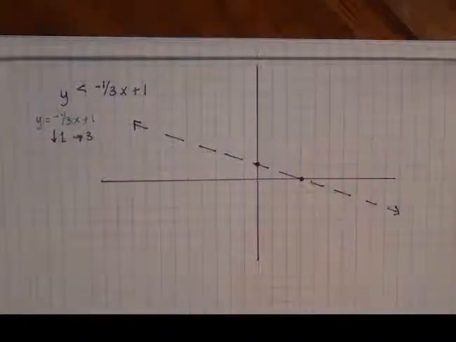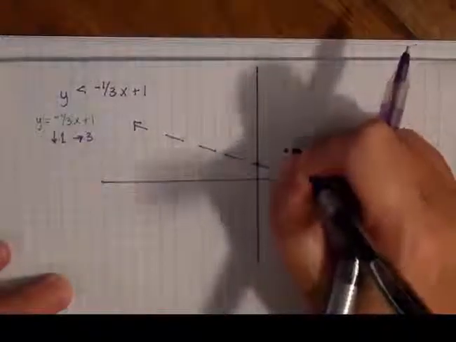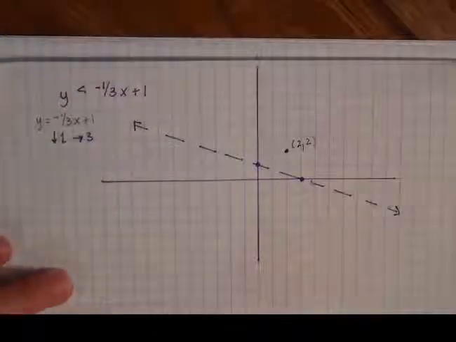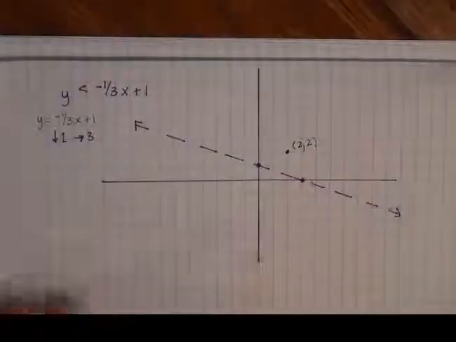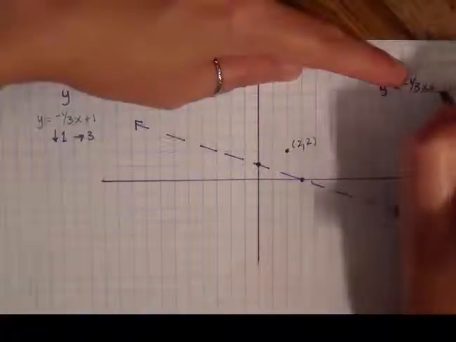This time I'm not going to pick the point 0, 0. I'm going to pick this point here, 2, 2. And the reason I'm doing that is because I wanted a point that would be false. So when I plug in the point 2, 2, I have y is less than negative 1/3 x plus 1.